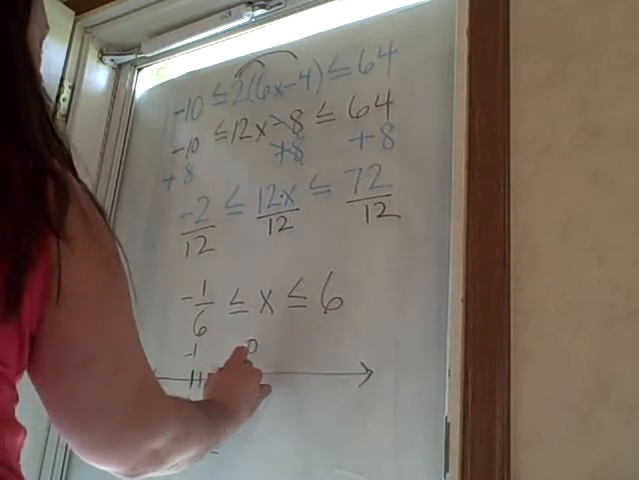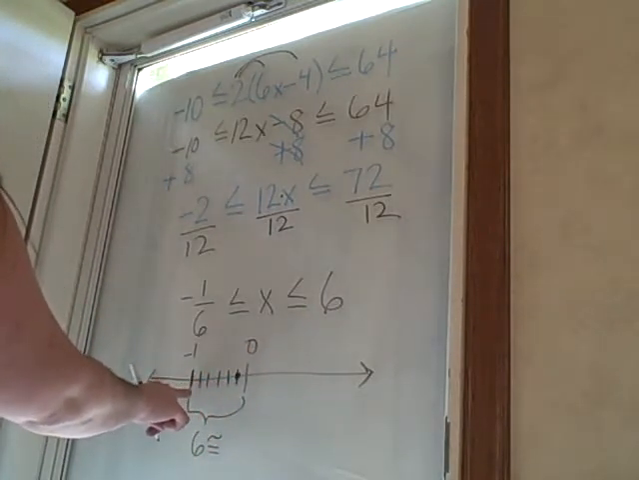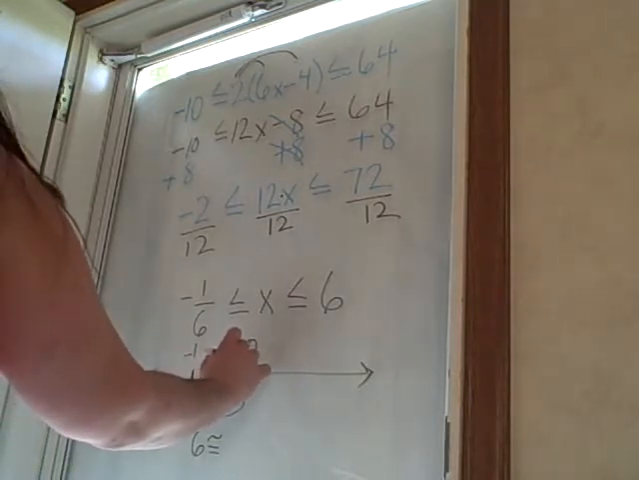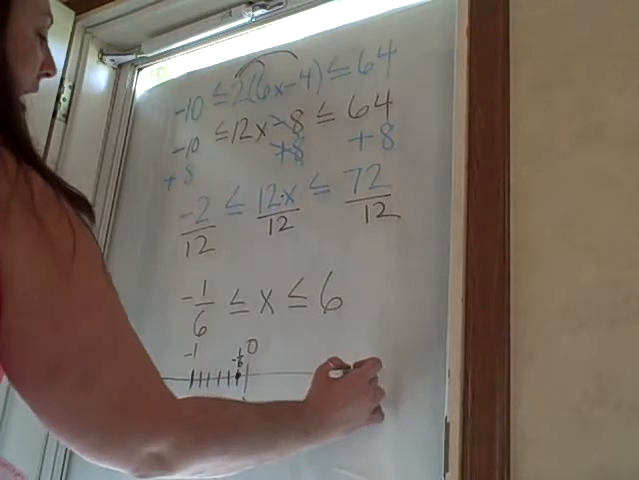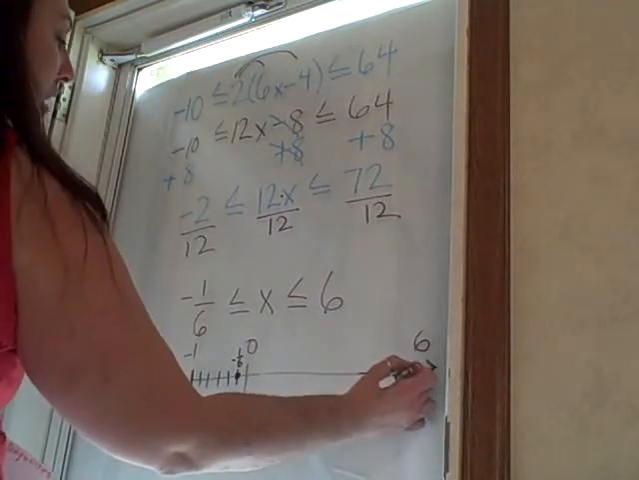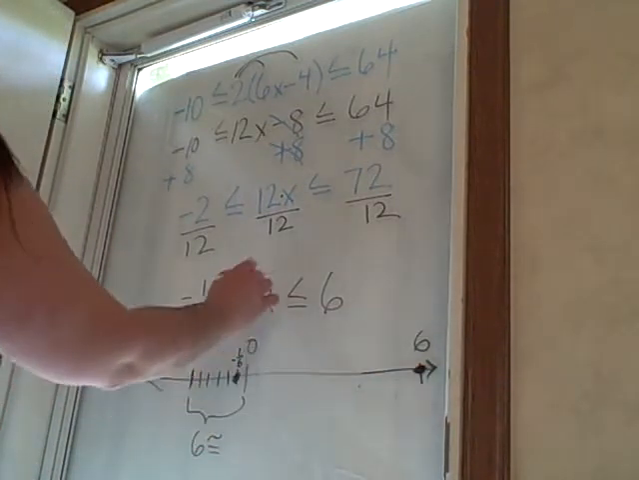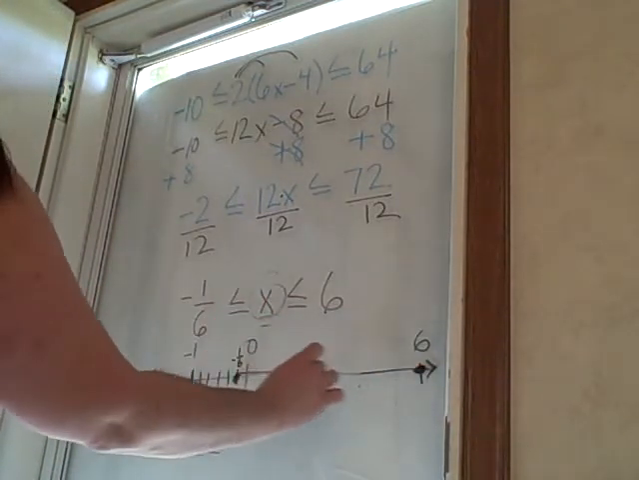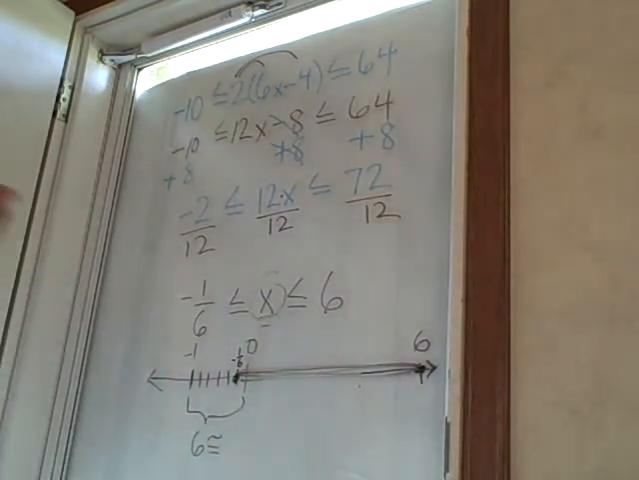Then a -1 is here. -1, -2, -3, -4, -5, -6/6. This is a -1/6. A +6 would be somewhere way down here. I draw a solid circle at the +6, a solid circle at the -1/6, and x is in between those things. So again, I shade the space in between those two numbers.